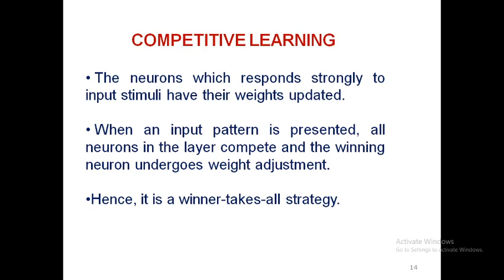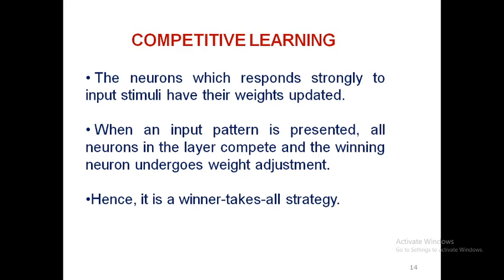Next one is competitive learning. The name itself suggests that there is some competition, some strategy to win that competition. Here the neurons which respond strongly to the input stimuli have their weights updated. It means those which respond strongly, their weights only need to be updated. When an input pattern is presented, all neurons in the layer compete, and the winning neuron undergoes weight adjustment.